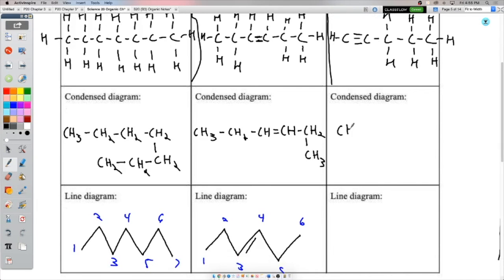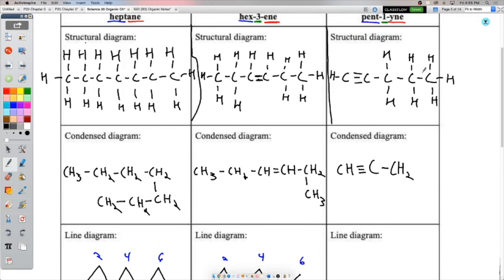To condense it, we have a CH triple bonded to just a C, right? So far I've drawn that part. Then single bonded to a CH2, single bonded to another CH2, single bonded to a CH3.